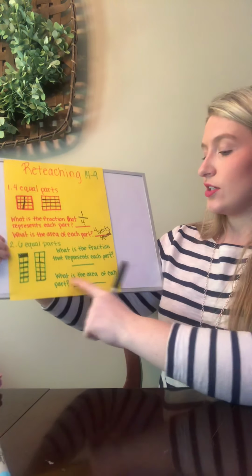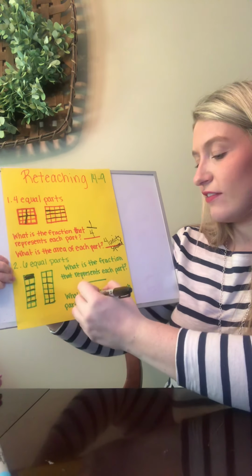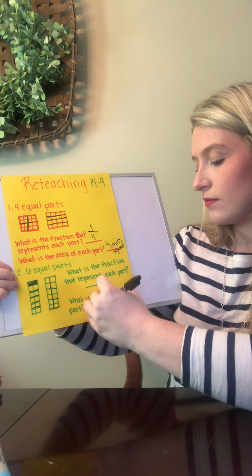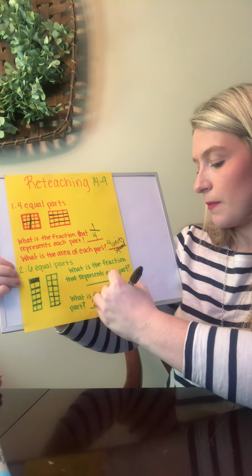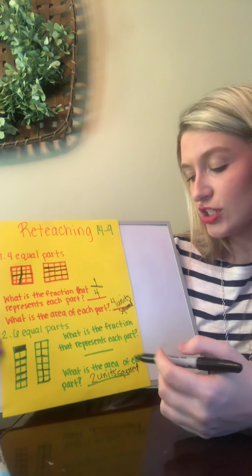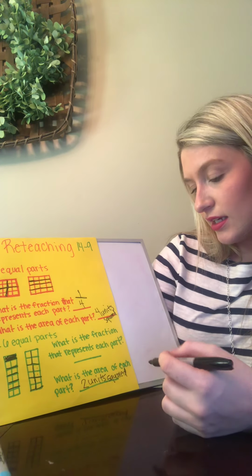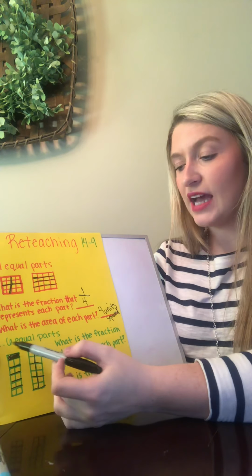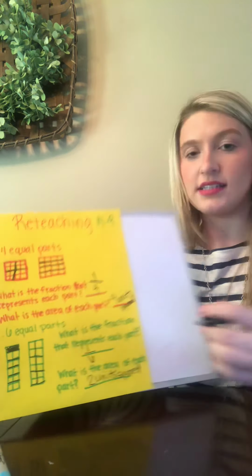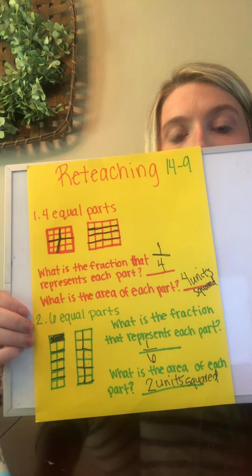So you'll answer your question down here, what is the area of each part? This one was 2 units squared. And what is the fraction that represents each part? And we had 6 parts, so it would be 1/6. So that should be your reteaching side.